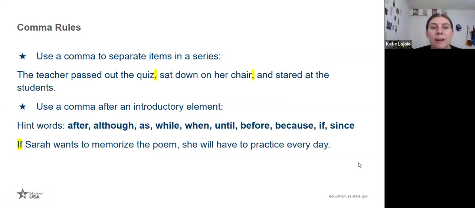You also want to use commas to separate items in a series. The teacher passed out the quiz, comma, sat down on her chair, comma, and stared at the students. Additionally, you'll use a comma after an introductory element, and these can also be known as transition words, which we'll look at more soon. So words like after, although, as, while, when, until, before, and so on. If Sarah wants to memorize the poem, that's our whole introductory element, comma, she will have to practice every day. So we're doing an if, then clause. You might have heard it shared or presented as that before.